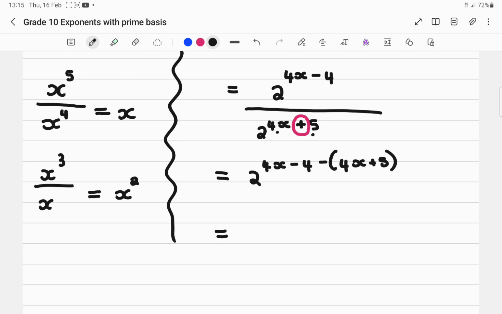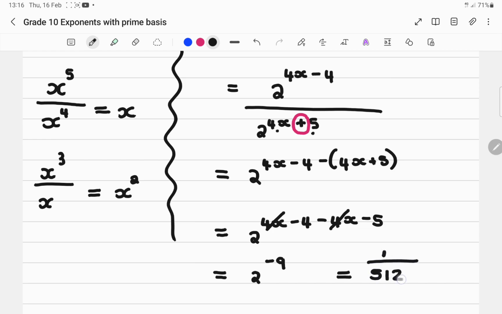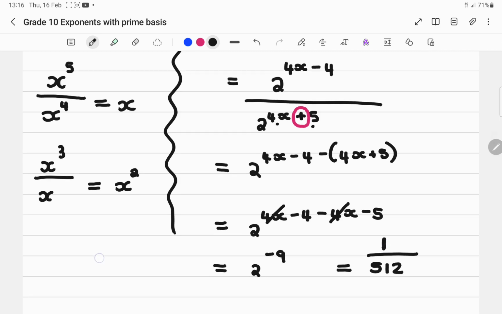So we're going to have 2 to the power 4x minus 4, minus (4x minus 5), which then gives you 4x minus 4x is 0, and it leaves me with 2 to the power of negative 9. And that you can just pop into your calculator, and that gives you 1 over 512. All right, not so bad. Let's move on to the next one.